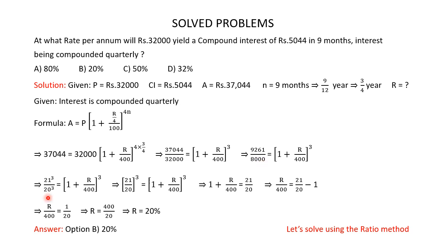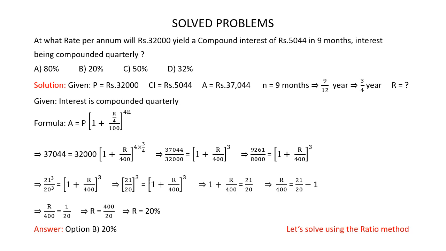So now we have 21 cubed divided by 20 cubed is equal to (1 plus r by 400) the whole cubed, which is nothing but (21 by 20) the whole cubed is equal to (1 plus r by 400) the whole cubed. From this we get 1 plus r by 400 is equal to 21 by 20. On simplifying this equation, we get r is equal to 20%. So the rate of interest per annum is 20%. The correct answer is option B, 20%.